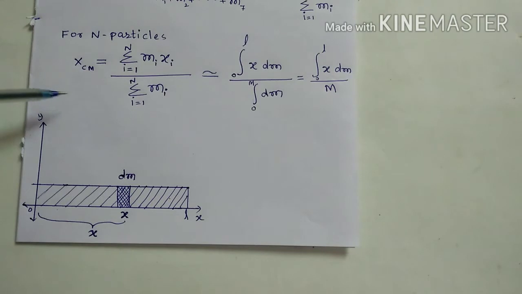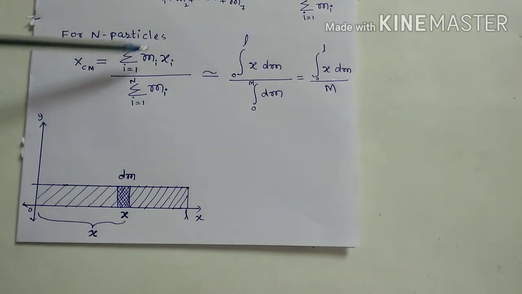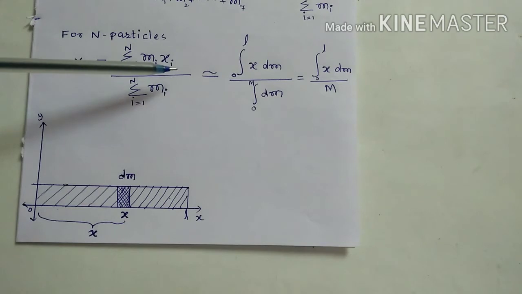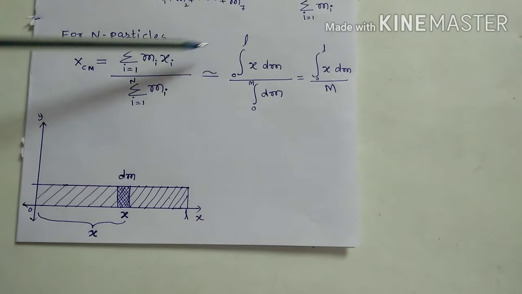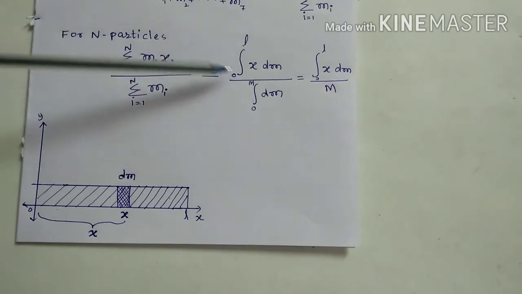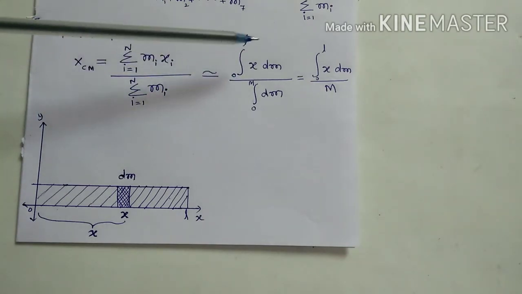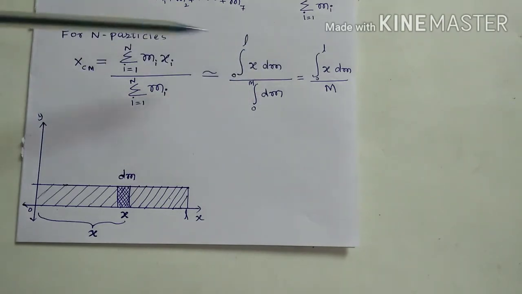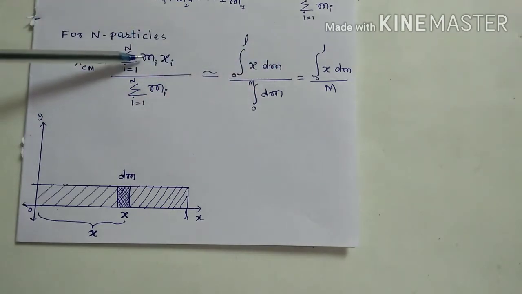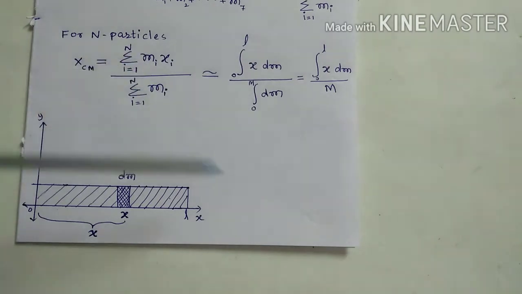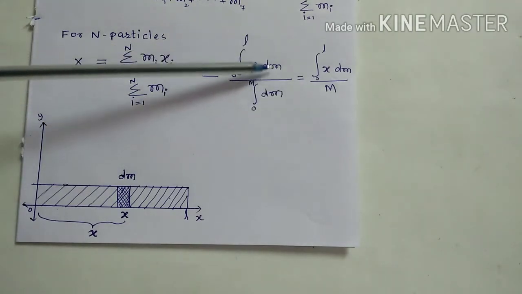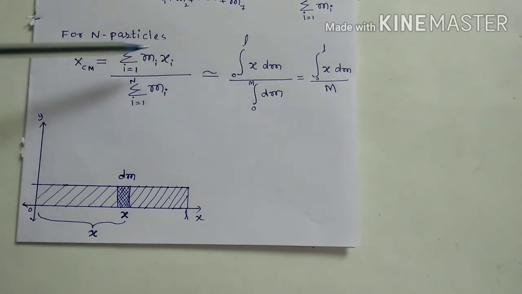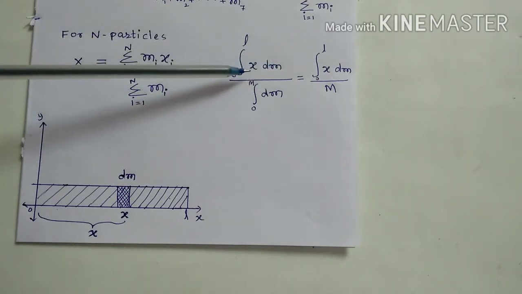This is summation. Now this summation is approximately equal to, when mi is very small, we can replace the summation with an integration. Integration means you are adding these two terms x and dm. Here dm is just like mi. When you are cutting this pen into small slices, each slice's mass is dm. The dm is at a distance of x from the origin. So in place of m1 x1 I am writing dm x.